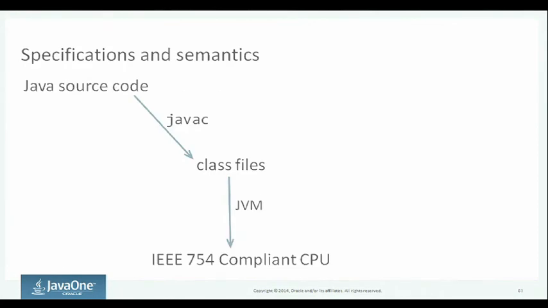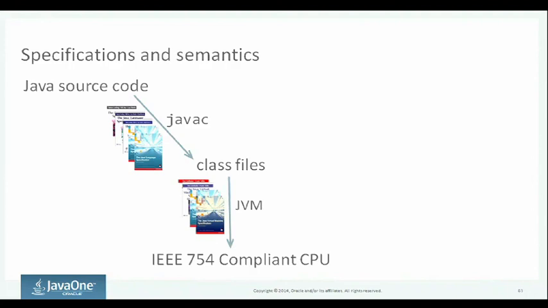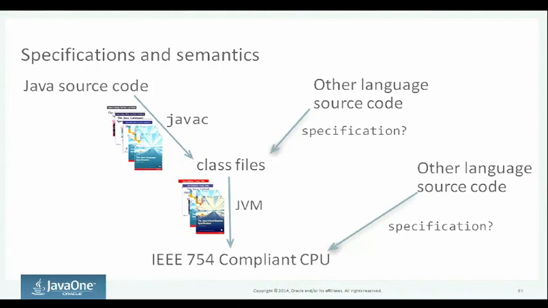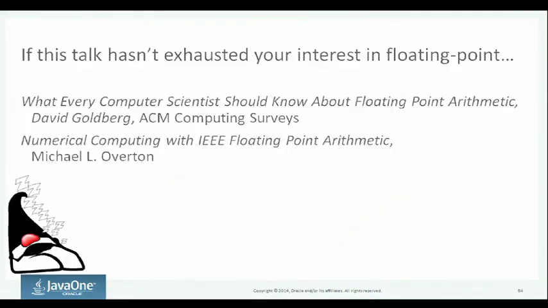Just briefly, in the Java platform, we have very strong semantics around floating point. The language specifications and the VM specifications have always been very explicit, defining the floating point semantics at both the language and the class file level. If you're using other languages on the Java platform, either that compile to class files or to other object-compliant CPUs, you may not get the same sort of guarantees. So be careful there. There are some other references if this hasn't totally exhausted your interest in floating point.